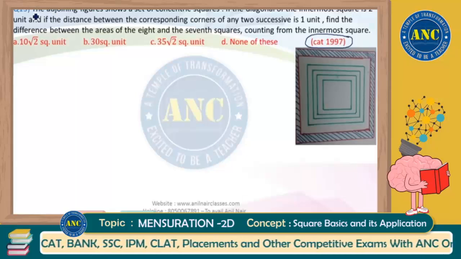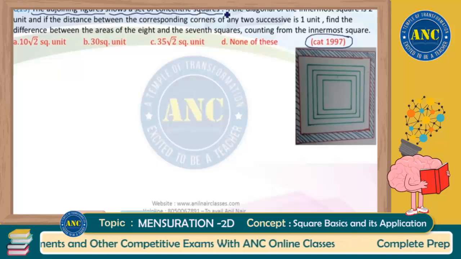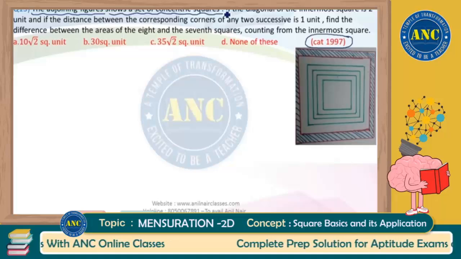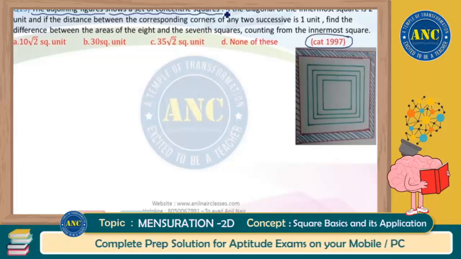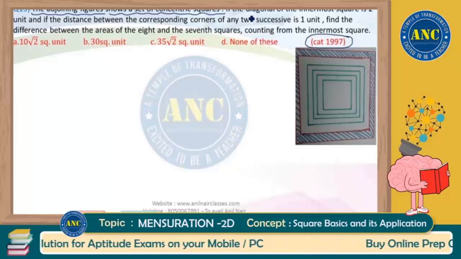The question says, the adjoining figure shows a set of concentric squares. What is the meaning of concentric squares? Concentric squares means all the squares are having the same center. That is the meaning of a concentric square. That is the first point.